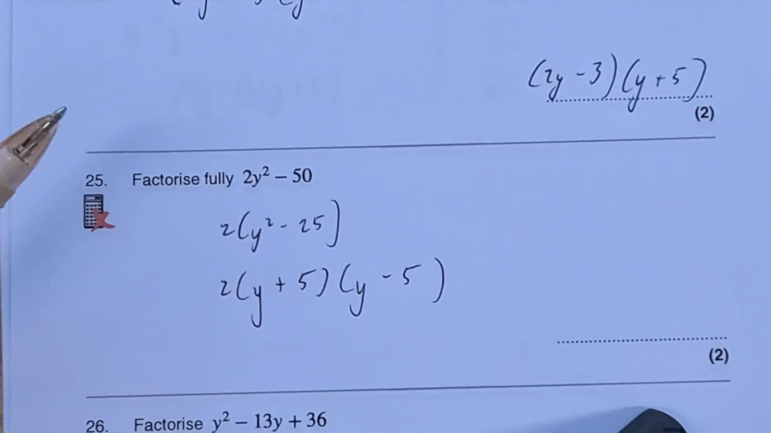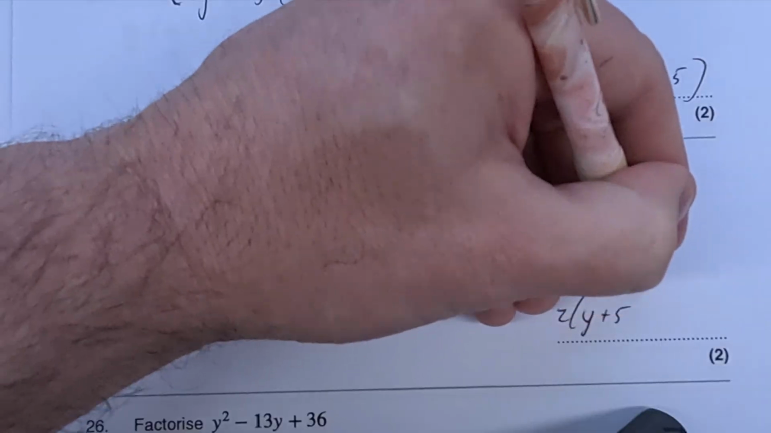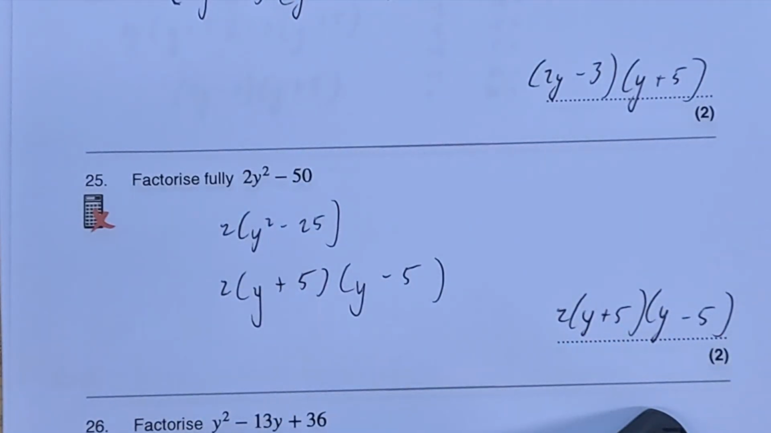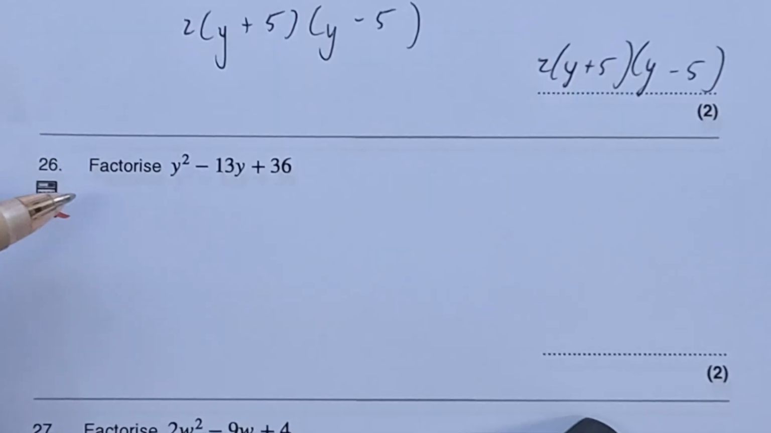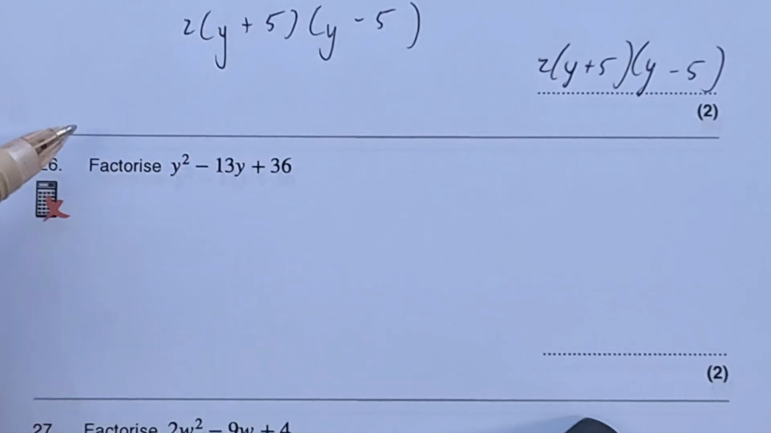So sometimes with the difference between two squares, you might have to take a number out first and then do the difference between two squares. And that's it. So the answer would be 2 bracket y plus 5, and then in brackets y minus 5. Okay, let's look at our next question, question number 26. So question number 26, we've been asked to factorize y squared minus 13y plus 36.